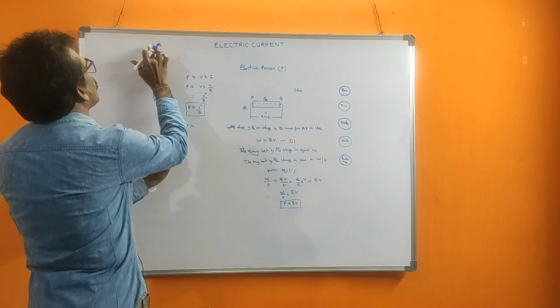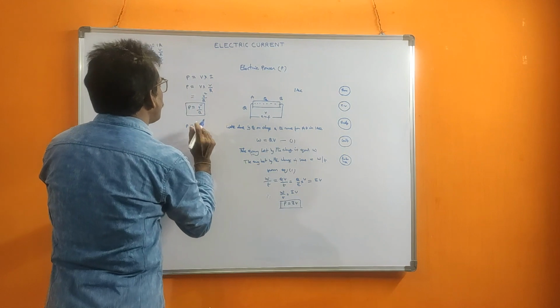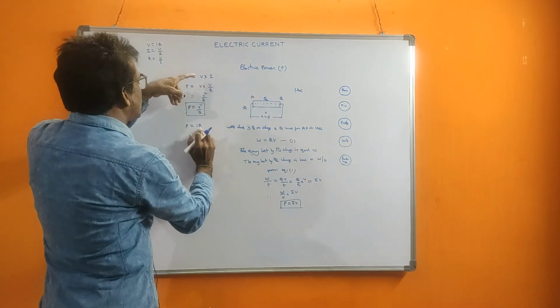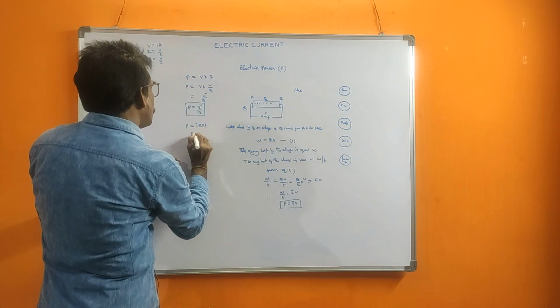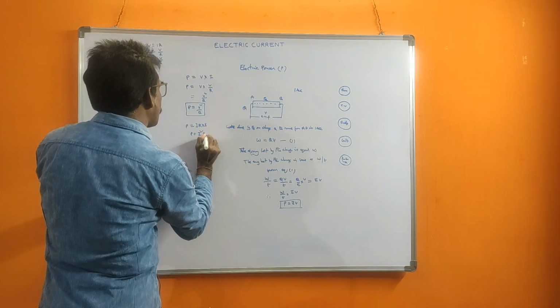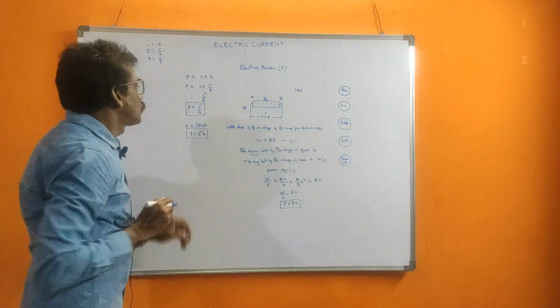Now next, P is equal to... now I will change V, I don't change I. Instead of V, I can write IR. Again I is there anyway, I. So it is equal to I into I R, that is I square R. This is another formula.